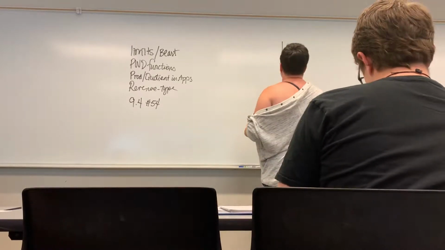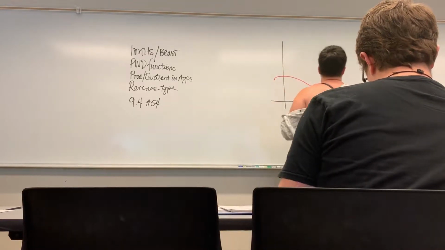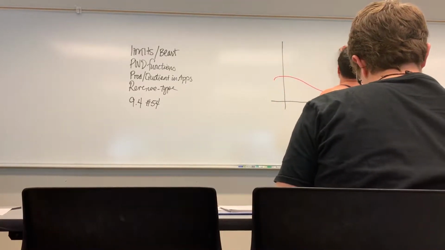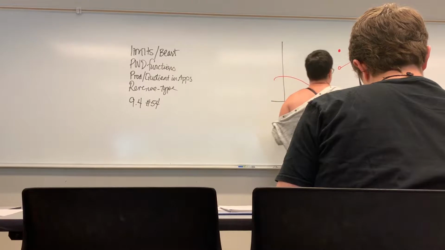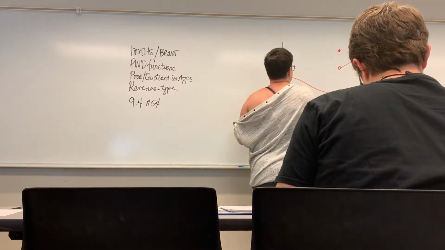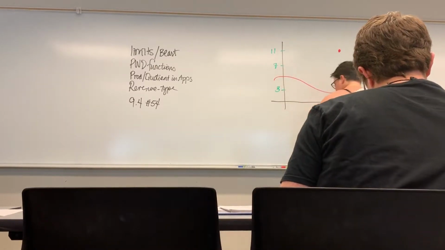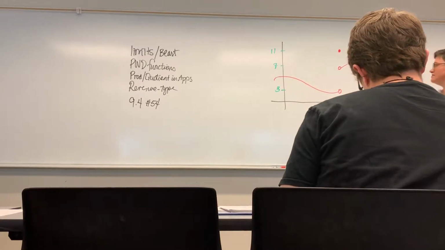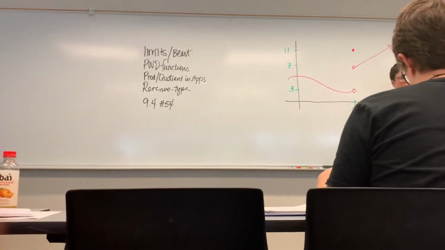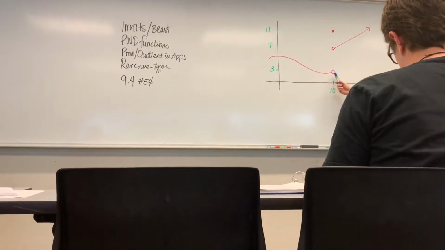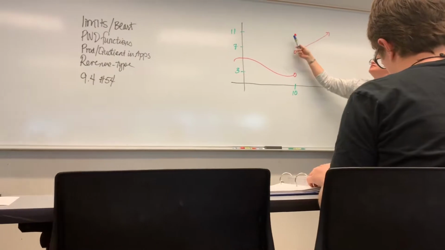Limits. Let's start with the visuals of limits. Let's say this is 10, this is 3, this is 7, and this is 11. I'm going to ask you guys a series of questions about this little piecewise defined function. Do you guys see why it's a piecewise defined function? We have one curve up to not including 10. We have another curve past 10, not including 10. And then we have a dot right at 10.